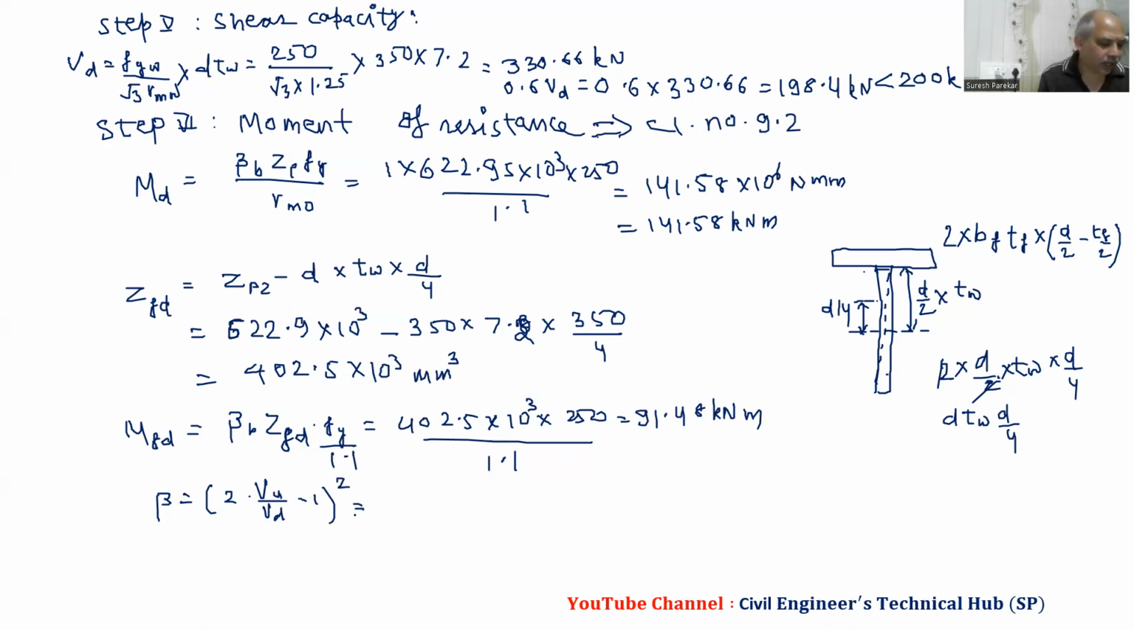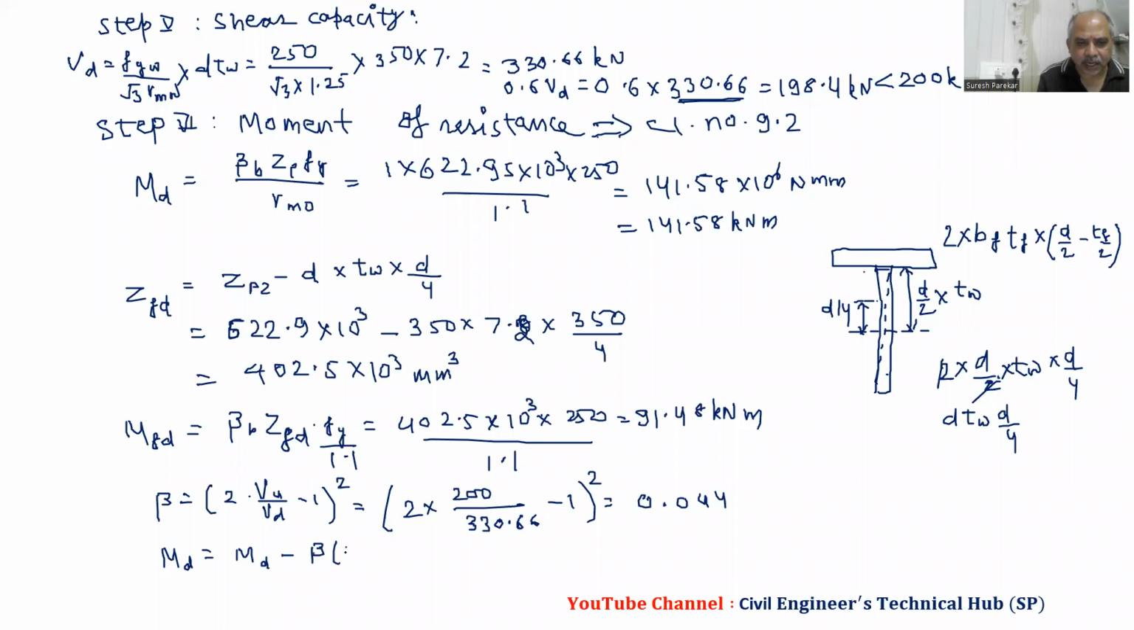Now we have to calculate VD for this, and we have the VD value 330.66. And then we will put over here 2 into 200 upon 330.66 minus 1 whole square, and we have this value 0.044.